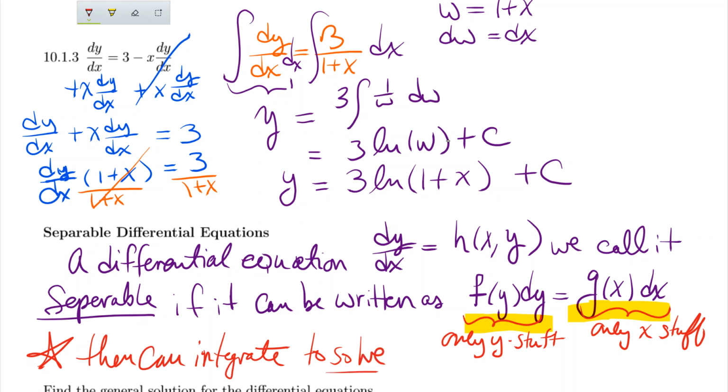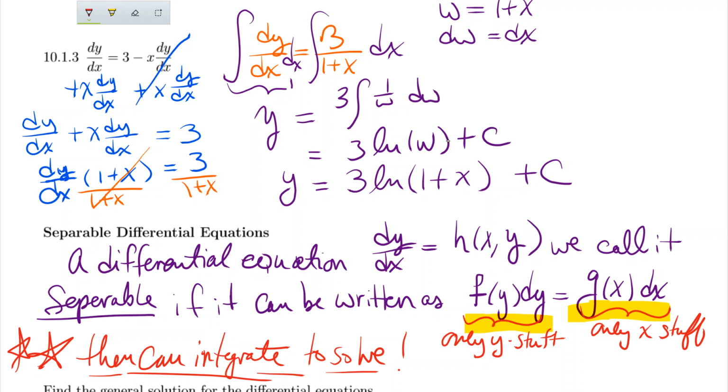So separation of variables or separable differential equations is super important. Put like hearts and stars all over this one because it's the easiest way to solve. Now, I actually did separation of variables in 10.1.3, the example we have above this in blue, purple, and orange. I directly did it. I just separated everything apart and we were good to go.